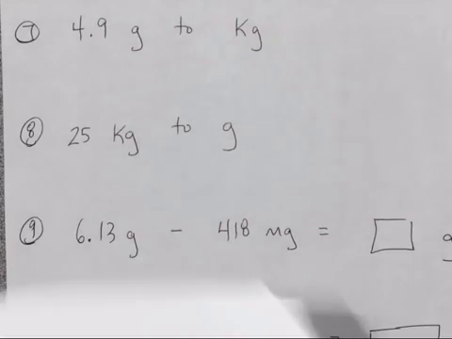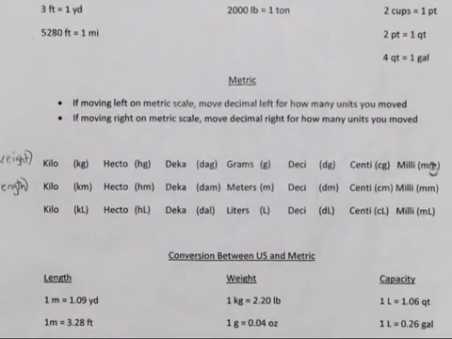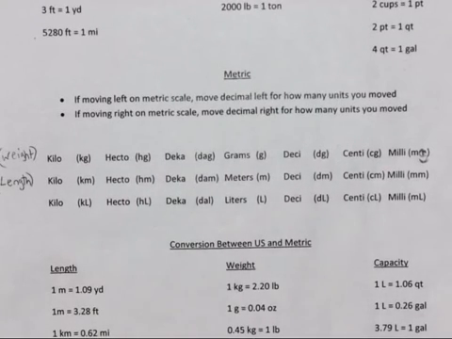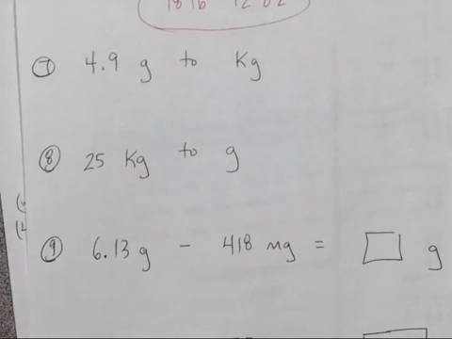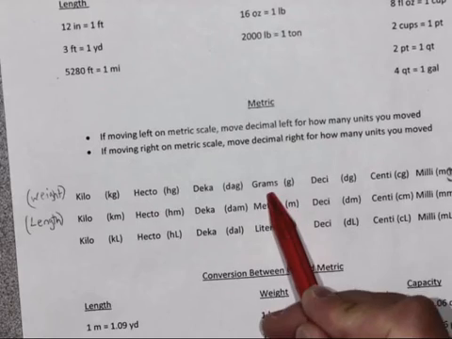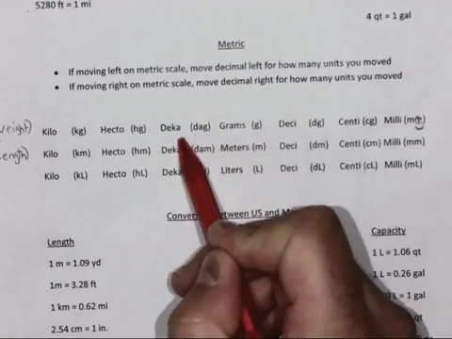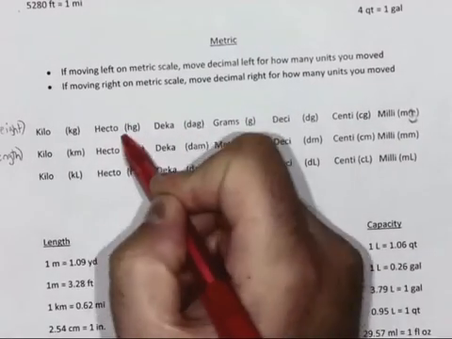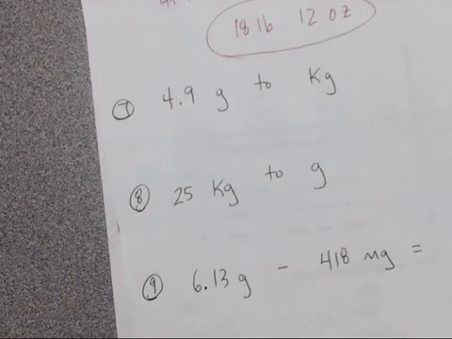Conversion with metric, right? So just like before, the metric system is really nice and easy. You're just literally moving a decimal around. So notice I'm on this first row with grams. For the first problem, we've got 4.9 grams to kilograms. So I find grams. To go to kilograms, I'm going to move to the left 1, 2, 3 places. So then I'm going to move the decimal 3 places to the left.